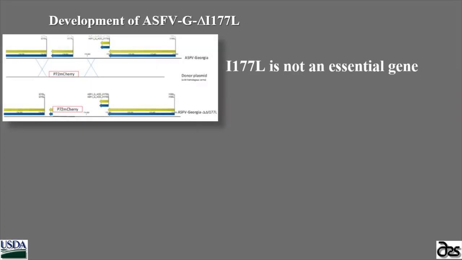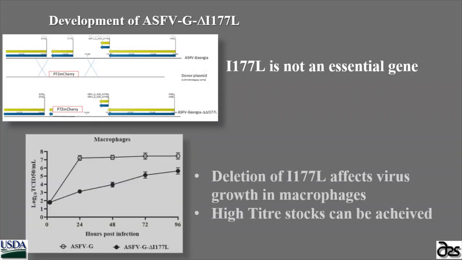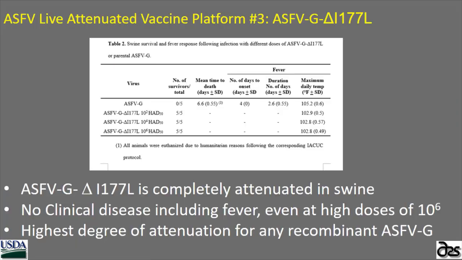We found that I177L is not an essential gene. We were able to delete the gene and replace it with a P72 mCherry cassette. And we found deletion of I177L affects virus growth in macrophages a little bit. However, we can still achieve high titer stocks.